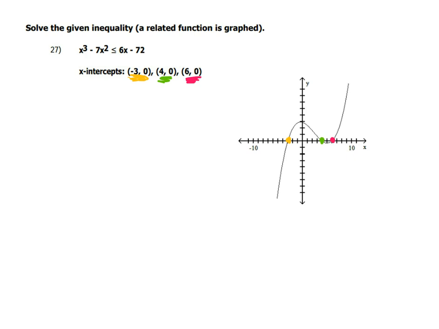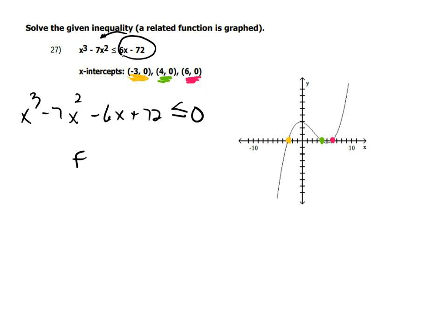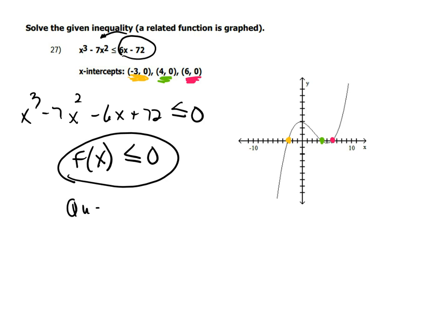If I took these two terms and moved them to the other side, I'd have x cubed minus 7x squared minus 6x plus 72 is less than or equal to 0. I want to know where the function is less than or equal to 0. That means below the x-axis. We're looking at the part of the graph that is in quadrants 3 and 4.